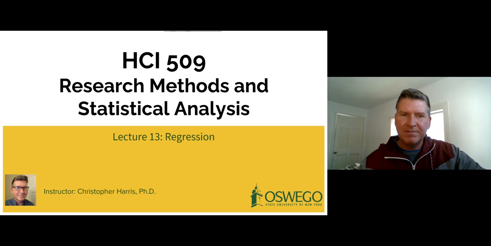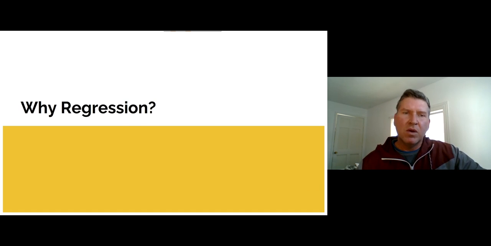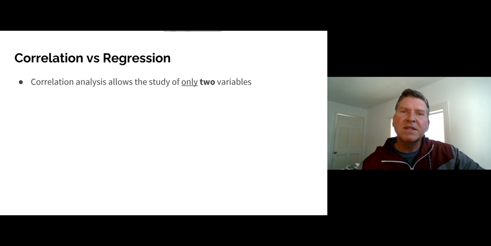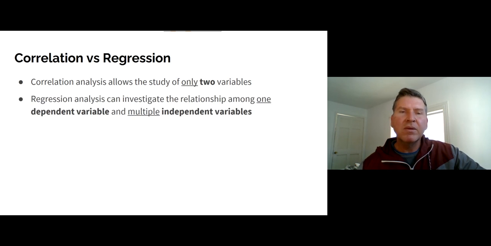So let's get started. We just talked about correlation in the last lesson. So why bother with regression? Well, it helps to show the difference between correlation and regression to provide some context. Correlation only allows us to study two variables at a time. Regression analysis, however, allows us to investigate the relationship among one dependent variable and multiple independent variables.